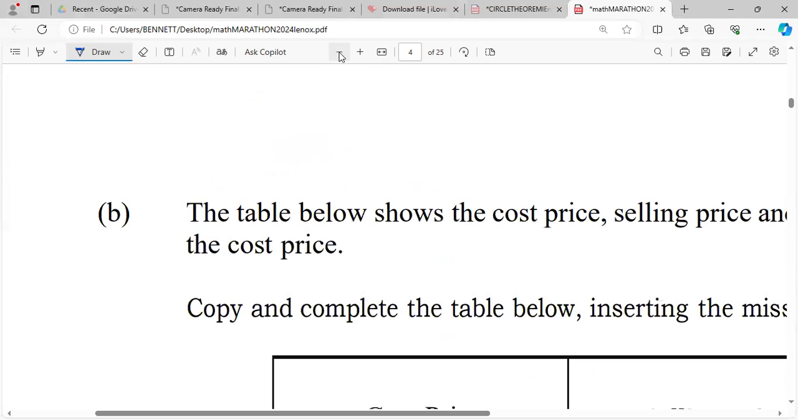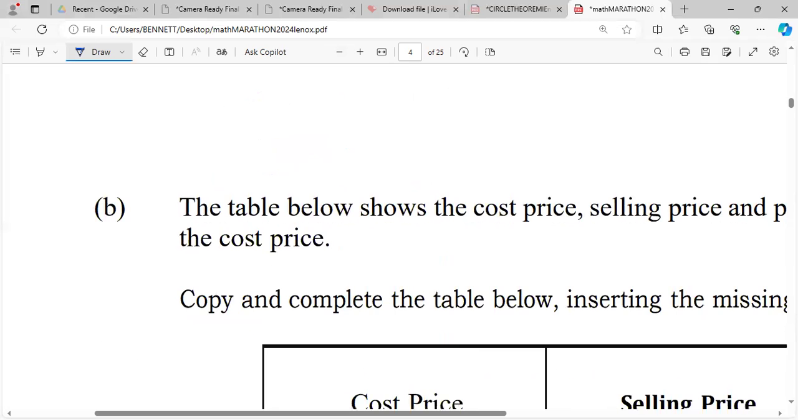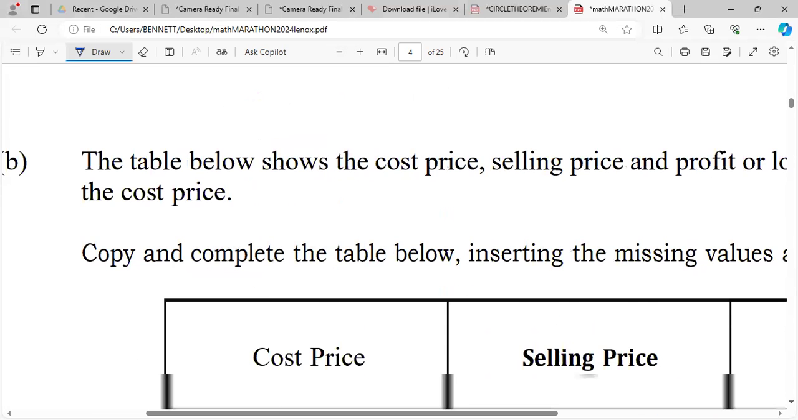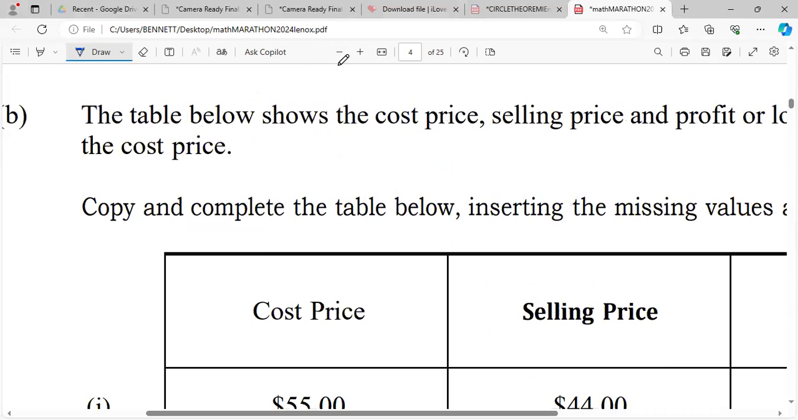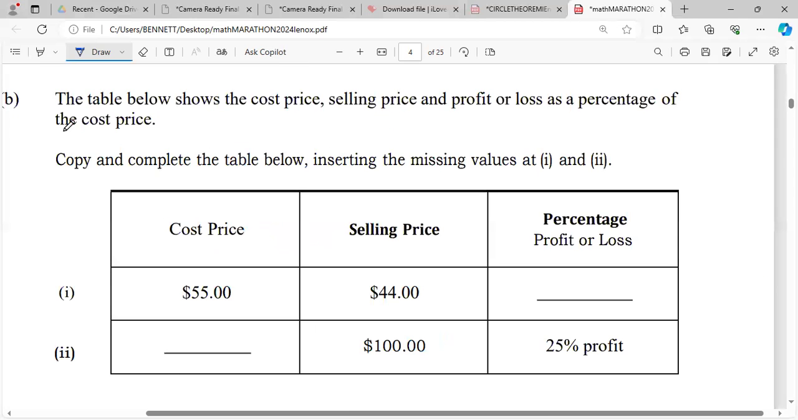Alright. And as I was saying, consumer arithmetic, this is something that they will test you on. Especially with tables and stuff like that. So I could see if we can match up that one here. It said the table below shows the cost price, selling price, and the profit or loss as a percentage of the cost price. Copy and complete the table, inserting the missing values at 1 and 2.